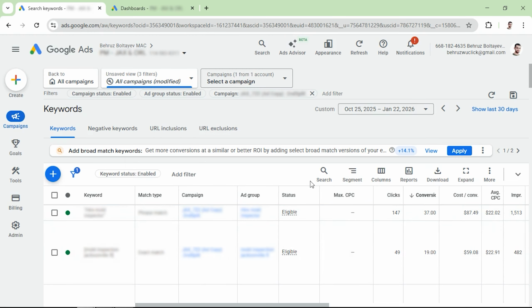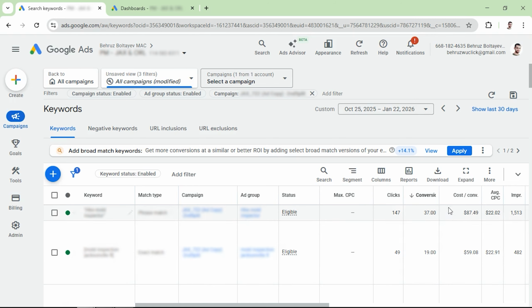So let's say you have identified the low quality keywords. As an example, I'm talking about keywords. But if you have several ad groups or several campaigns, you can do the same with your ad groups and campaigns as well. So let's say we have identified certain keywords that are costing us a lot higher, or there are certain keywords that are generating a lot of clicks, but they're not converting.